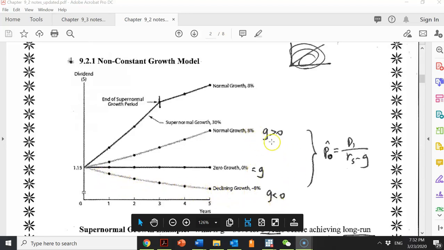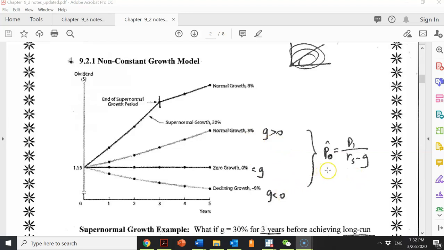For all of these 3 cases, we can use the constant growth model setting, and P0, the estimated stock price, equals D1, the dividend at the end of the first year, divided by Rs, the stock return, minus G, the growth rate of the dividends. G is also the growth rate of the price. It is also the capital gains yield. So R minus G is the dividend yield, which equals D1 over P0.